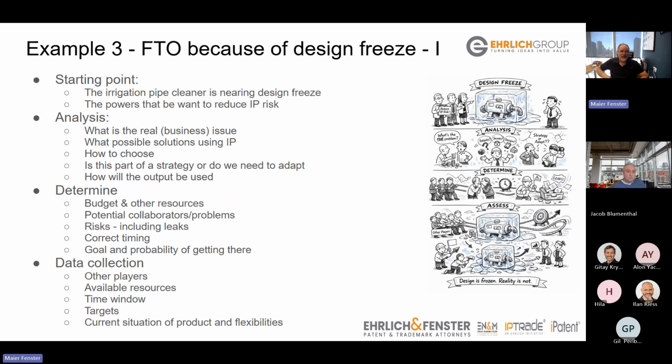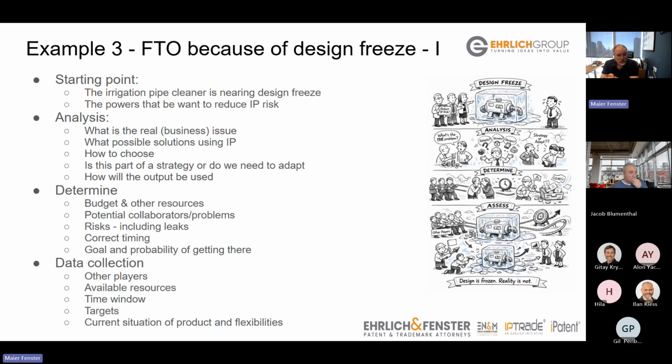A company is doing a design freeze, and they're saying, oh my God, we're doing a design freeze. We're worried about freedom to operate. Okay, actually, we're worried about IP risk. So they tell you, do a freedom to operate, so we'll know that the design is not infringing anybody's patents. Well, first step you have to do is ask what is a real business issue? And we'll see it in a minute.